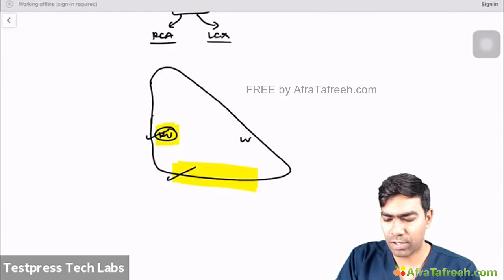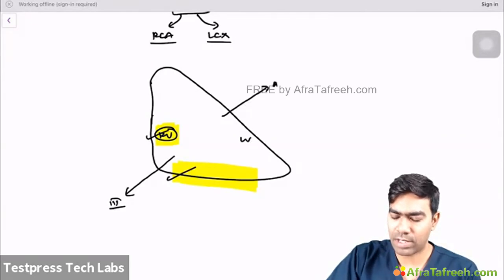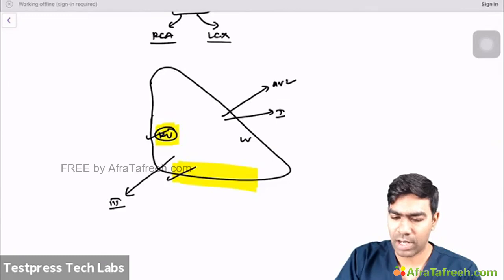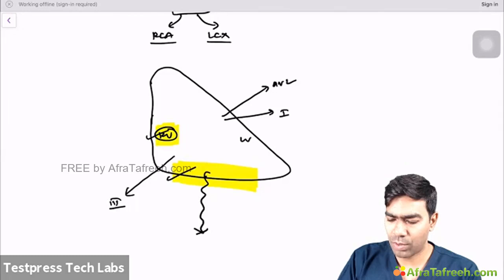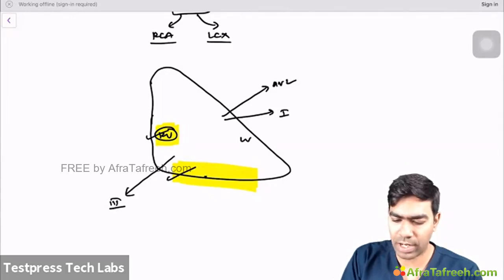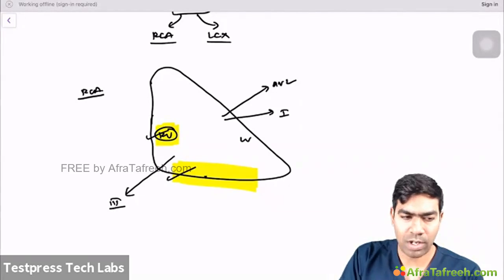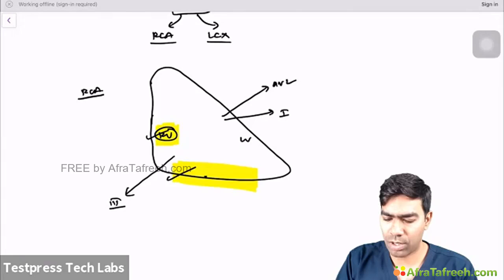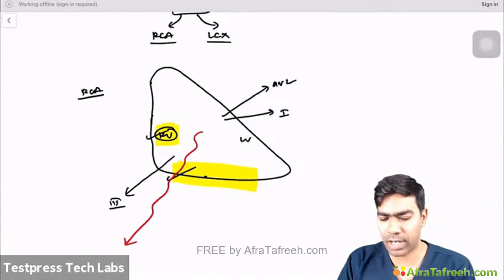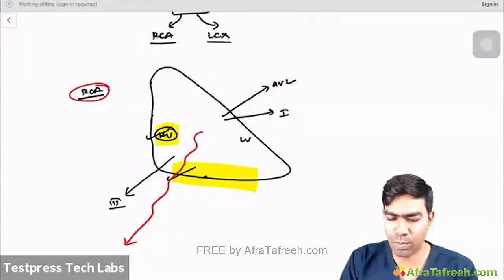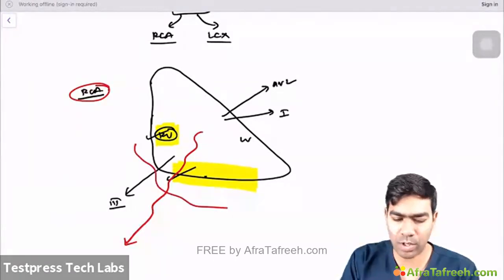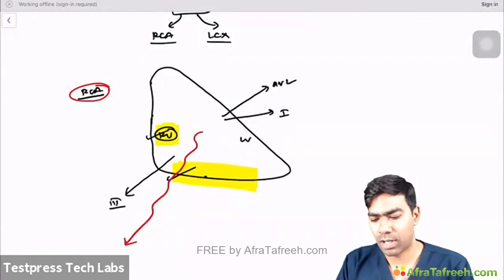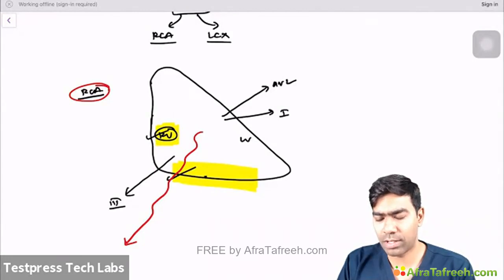So how will you identify that? Now you can see lead 3 is here and lead AVL is here. Lead AVL is here, lead 1 is here, and lead AVL is the one that is exactly opposite to lead 3. Suppose there is an inferior wall MI. If it's a right coronary artery involvement, your injury is going to be more on the right side. The injury current will be more on the right side because the right coronary artery is involved. It's going to produce more injury on the right side areas.